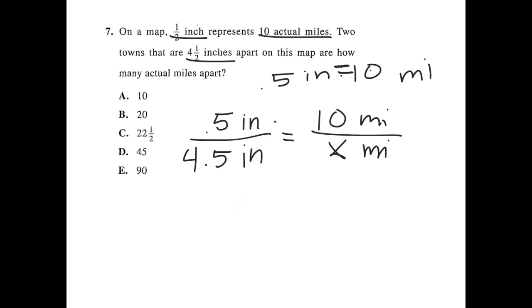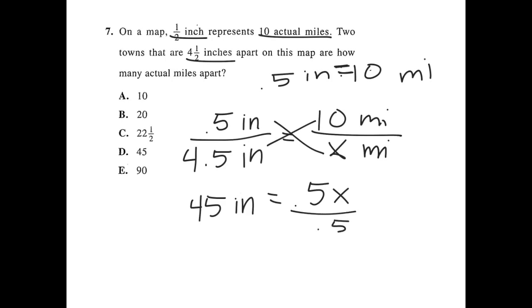So what we're going to do is cross multiply. We have 4.5 inches equals 0.5x. You divide by 0.5 on both sides, which is basically multiplying by 2. So we're going to have 90 inches, and that equals x. So our answer is E.